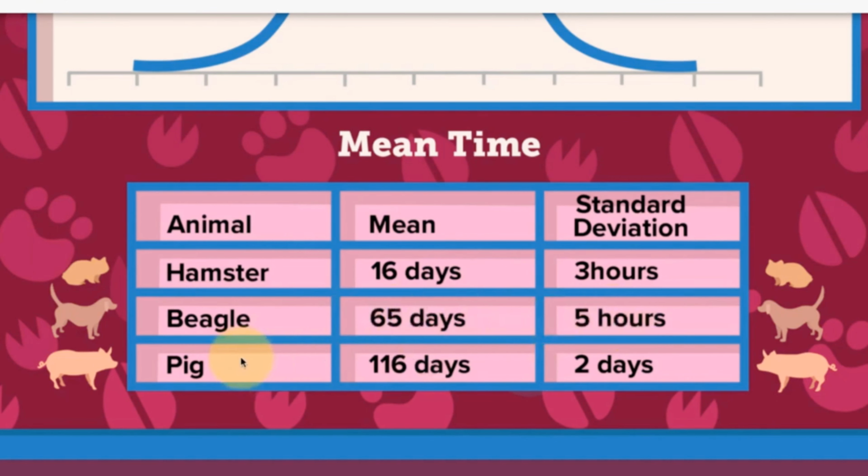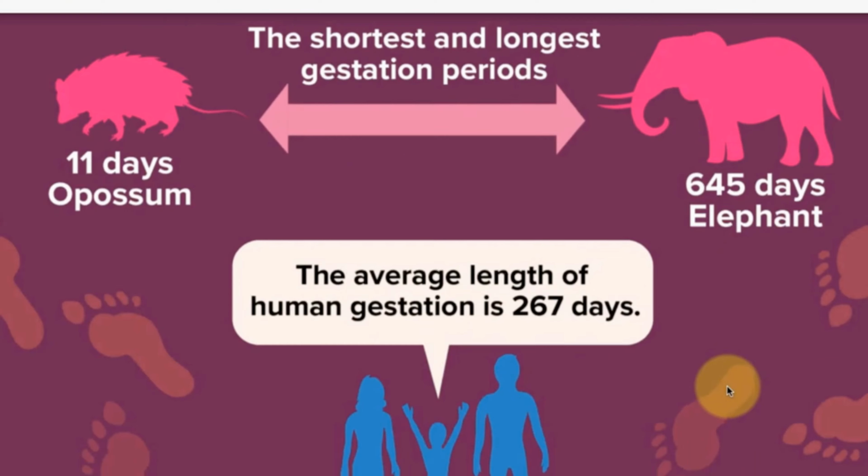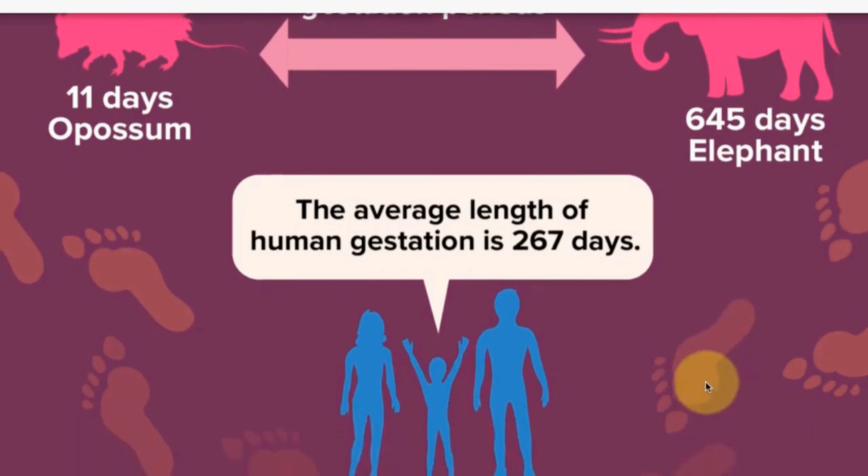And then a pig, which is a lot bigger, you can see the size, averages 116 days, versus 2 days for the standard deviation. The shortest gestation period for an animal is a possum, 11 days, and the longest is an elephant, 645 days. And for number 4, the average length of a human gestation is 267 days.